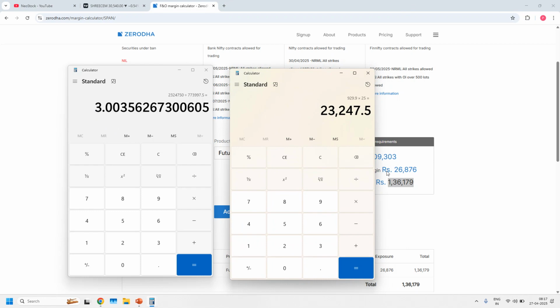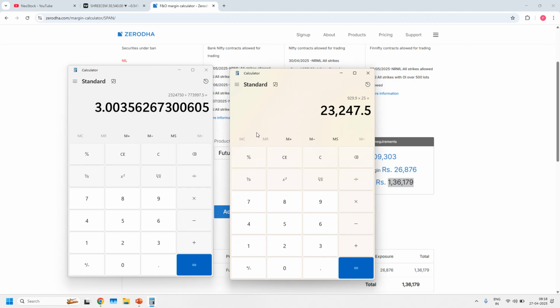What is your investment for buying this one lot? 1,36,500 rupees. For 1,36,500 rupees, you got 23,247 rupees profit. Then for 100 rupees, what is the profit? 100 rupees means if your investment is 100, that is 100%. For 100, what ROI are you getting? So for 1,36,500 rupees, this is the profit of 23,247.